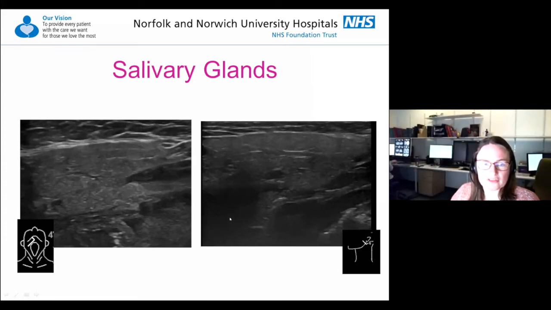Ultrasound is very, very good at assessing the salivary glands, looking for lesions, looking for stones, looking for dilated ducts or sialadenitis. And so we're looking for all those things when we're scanning the thyroid gland and the salivary glands.